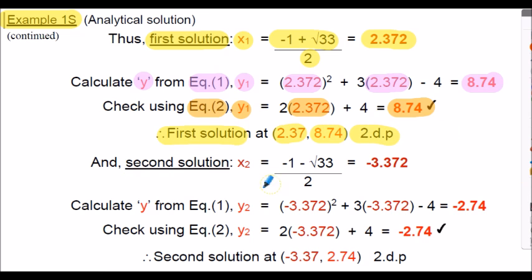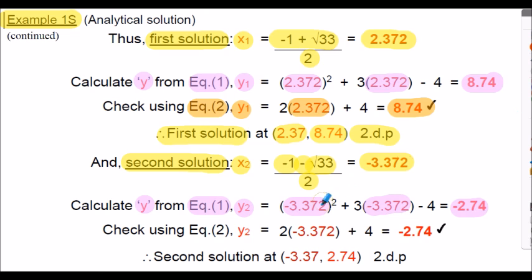So now I'm going to find the x value for the second solution. I'm going to call it x2. And now we have negative 1 minus the square root of 33 all divided by 2. That evaluates to negative 3.372. Again, to find the y value, I will use equation 1. So for y2, putting the value of x2 into the original quadratic equation given to us and evaluating, we will find that y2 is negative 2.74.